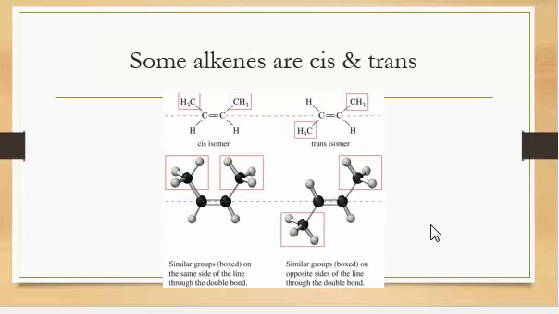Cis and trans isomerism is possible for alkenes as well. To determine if an alkene is cis or trans, draw a dotted line through the double bond. If the similar groups are on the same side of the double bond, it is the cis isomer. And if the similar groups are on opposite sides of the double bond, it is the trans isomer.